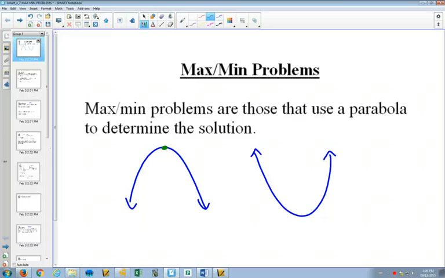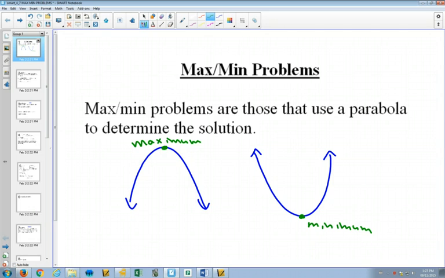This parabola here has a maximum point, but no minimum point. And this parabola here has a minimum point, but no maximum point. Okay?